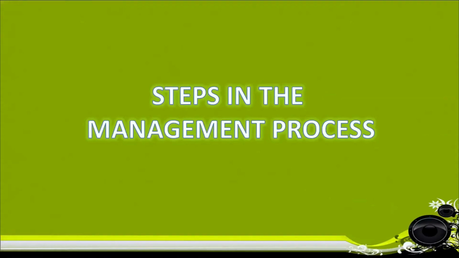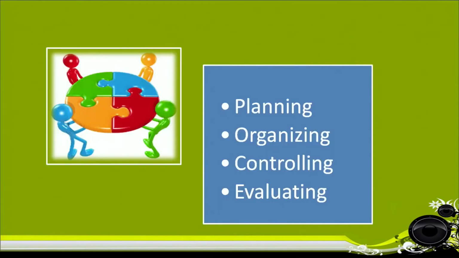As I said, management is a process. So now we will understand the steps in the management process. There are four steps. Number one, planning. Number two, organizing. Number three, controlling. And number four, evaluating. Let us understand what they mean.